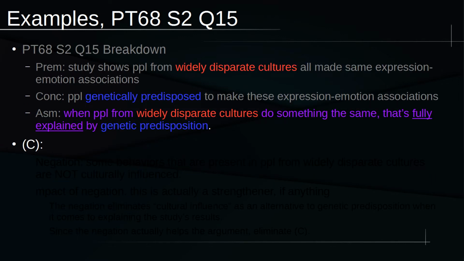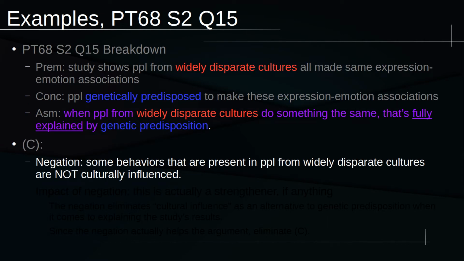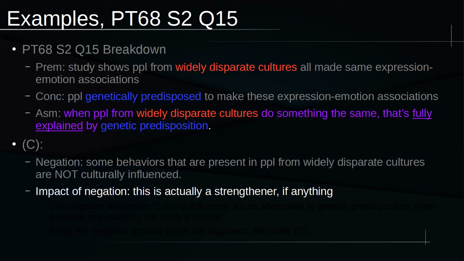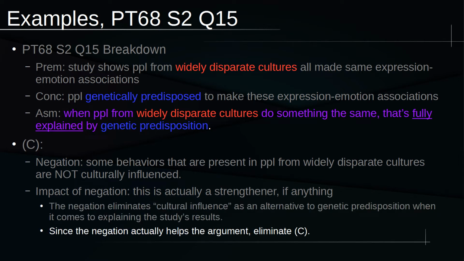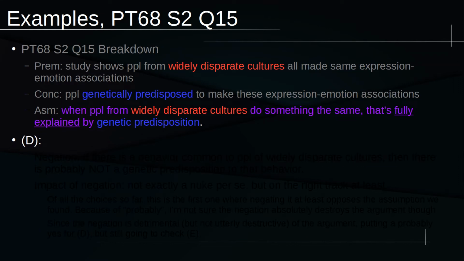Alright, moving into C. When we negate this, we get: some behaviors that are present in individuals from widely disparate cultures are not culturally influenced. So the impact of this negation is that it actually strengthens the argument, if anything. The negation we just came up with kind of eliminates cultural influence as a potential alternative to genetic predisposition when it comes to explaining the study's results. So in essence, since the negation actually helps the argument, if it does anything, we're going to eliminate C as well as an option.